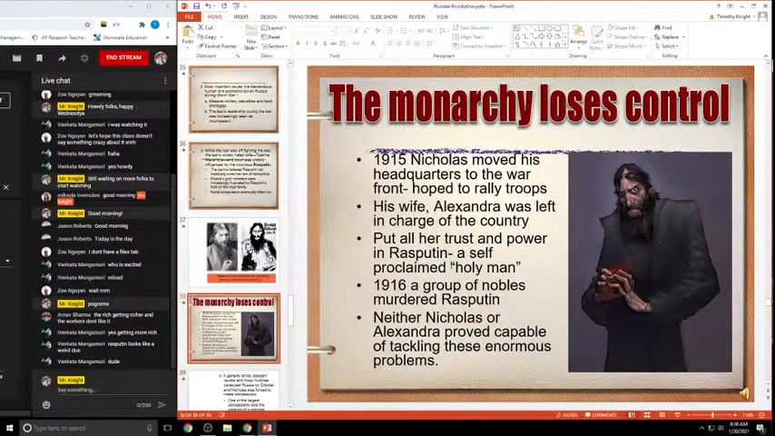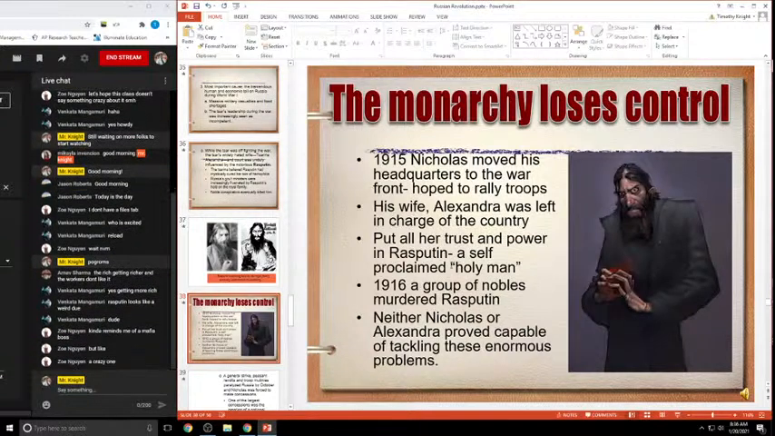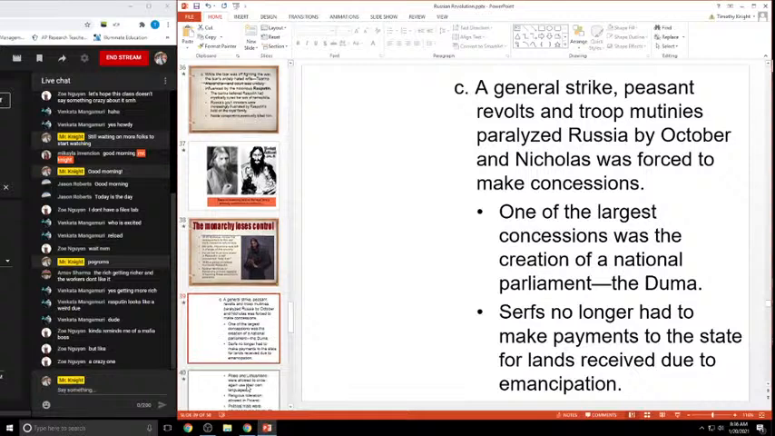So anyhow, in 1916, a group of nobles murdered Rasputin in St. Petersburg, and neither Nicholas nor Alexandra proved capable of tackling the enormous problems of food shortages, troop deaths, etc. And this results in more and more and more discontent. Yeah, he's a scary looking guy. There's no question about it.